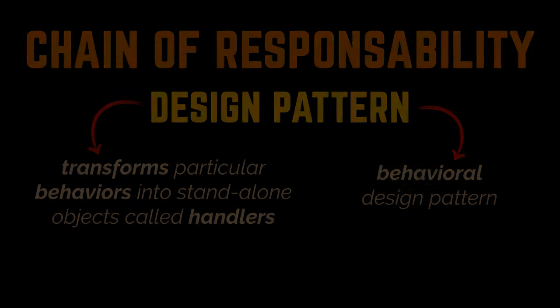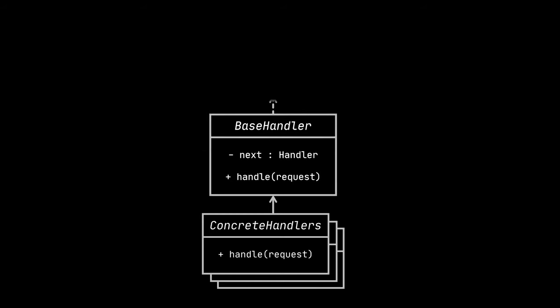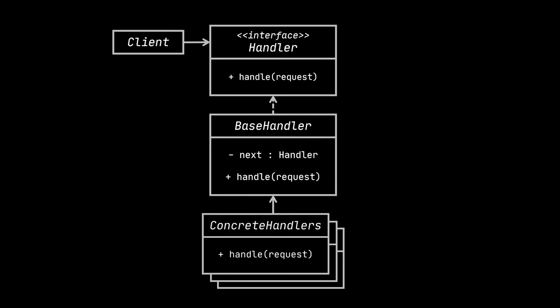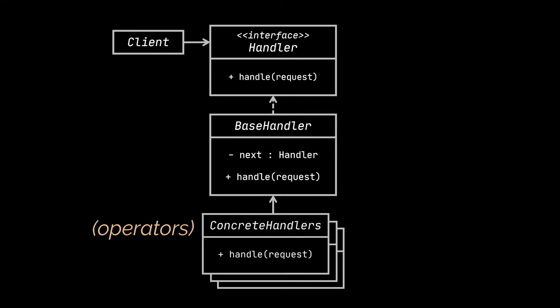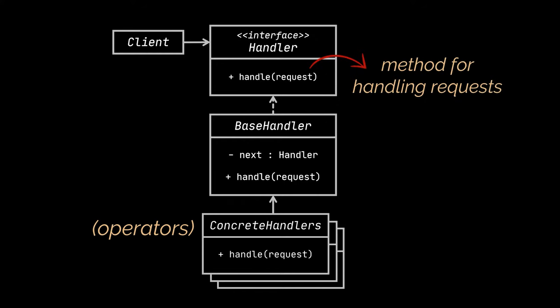Okay, before attempting to implement this pattern using a more practical example, let's take a look at the structure or class diagram of the chain of responsibility design pattern and try to relate it to the example we just had. Let's start with the concrete handlers, which are the operators in the previous example. These classes contain the actual code for processing requests. They are usually self-contained and immutable, accepting all necessary data just once via the constructor. These concrete handlers implement a common interface, the handler interface.